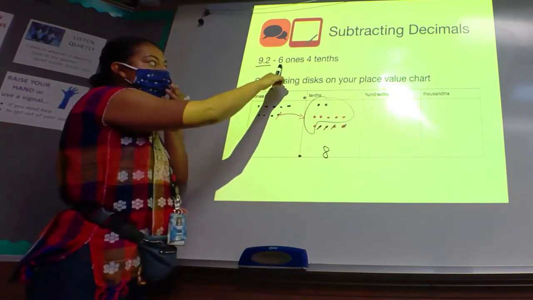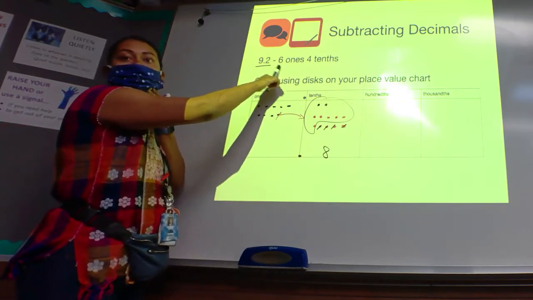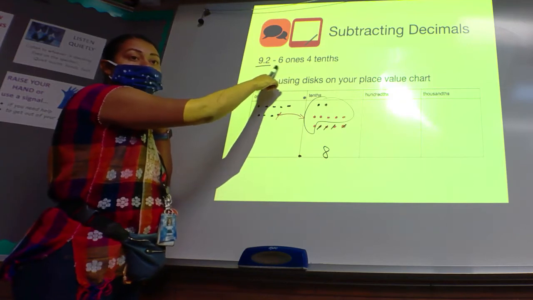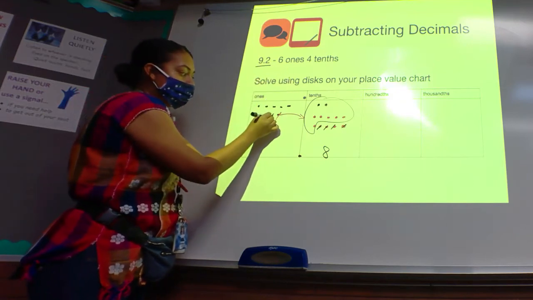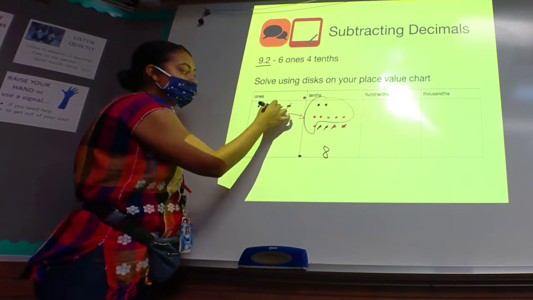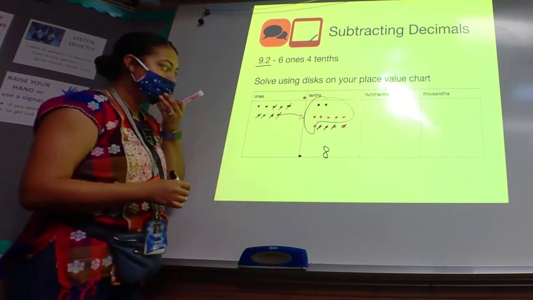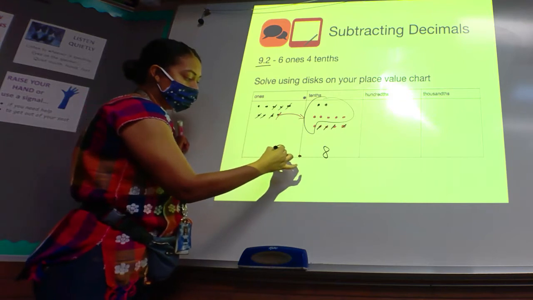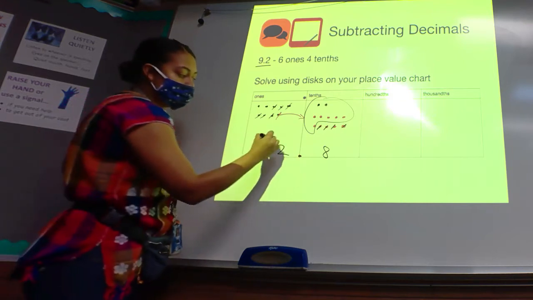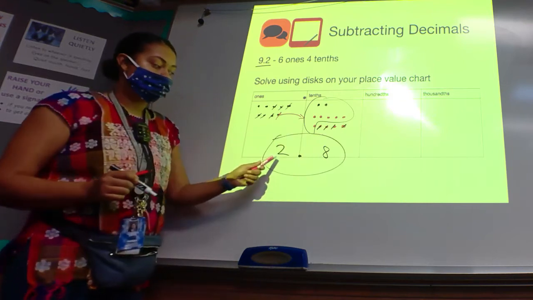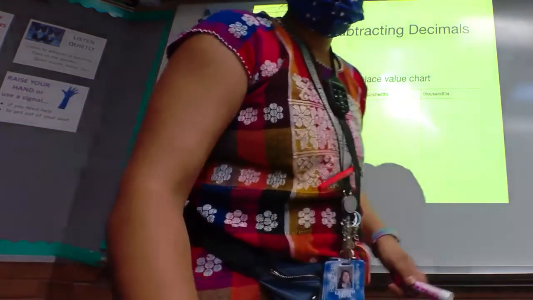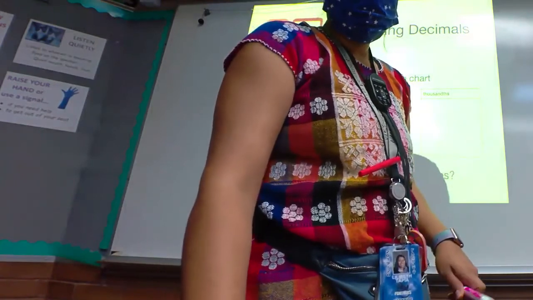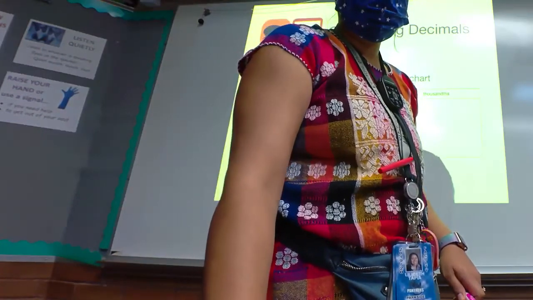Okay, so now we need to take out how many ones? Look at the equation. We need to take out 6 ones. So 1, 2, 3, 4, 5, 6. Left over we have 2 ones. What's our answer? 2 and 8 tenths. Got it? Okay, try the next one.